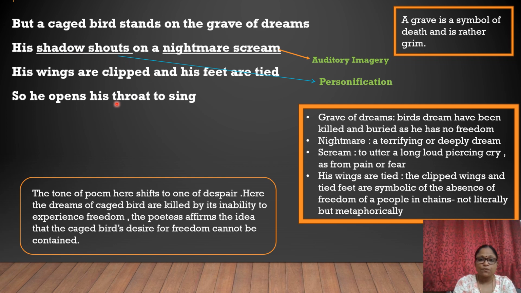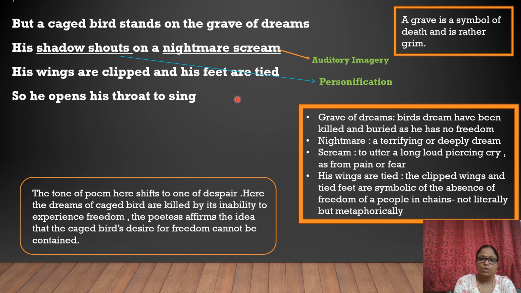Here the dreams of the caged bird are killed by its inability to experience freedom. It is limited. The poetess affirms the idea that the caged bird's desire for freedom cannot be contained. So nightmare scream, grave of dreams, all these are giving a hint that freedom cannot be contained. That is also one of the poetic devices. It is foreshadowing. It is called foreshadowing.